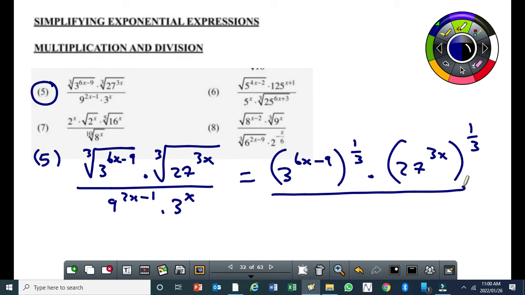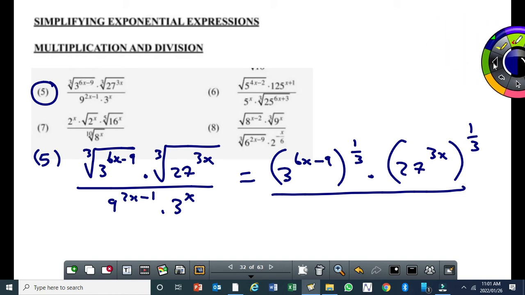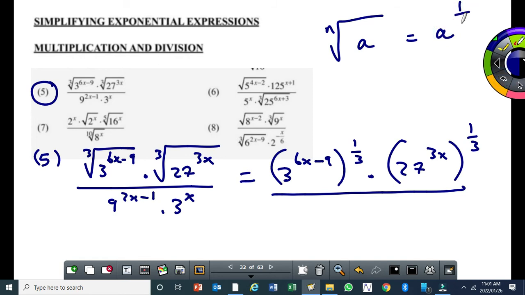Convert the 9 to a base of 3, it becomes 3 squared. Okay, but I don't want to skip a step. So, why is the first term 1 over 3? It's 1 over 3 because we have a cube root here. Okay, wait. Let's go back to the basics. Do you remember this? The nth root of a is the same as a to the power of 1 over n. That's where I'm coming from.